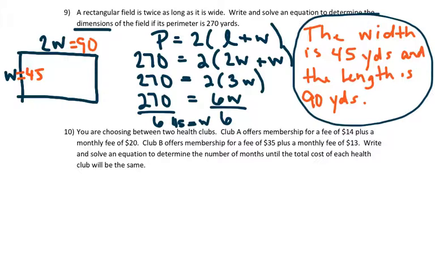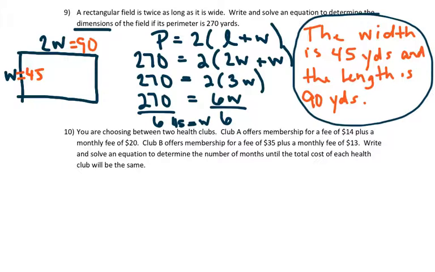Alright, number 10 adds a new twist to things. We have solved equations like this already, but this is the first one on the word problems. You're choosing between 2 health clubs, and Club A offers membership for a fee of $14 plus a monthly fee of $20. So in order to sign up, you have to pay the $14, and then every month you have to pay $20. Club B offers a membership for a fee of $35, so you have to pay $35 to sign up, plus a monthly fee of $13.